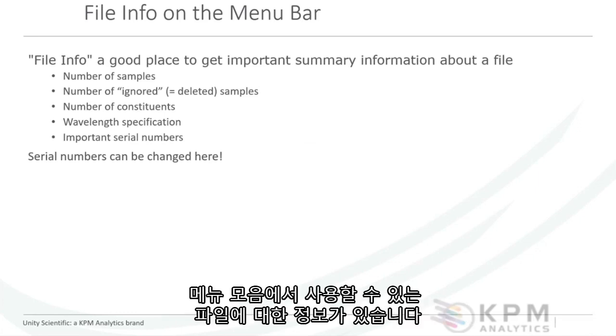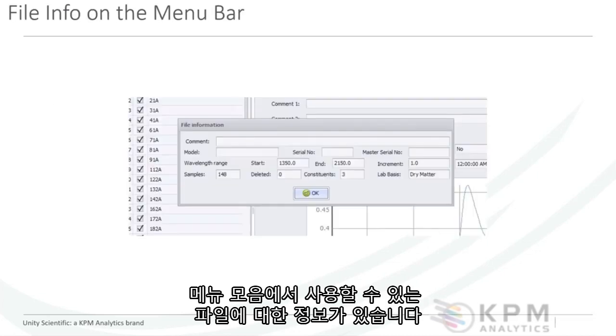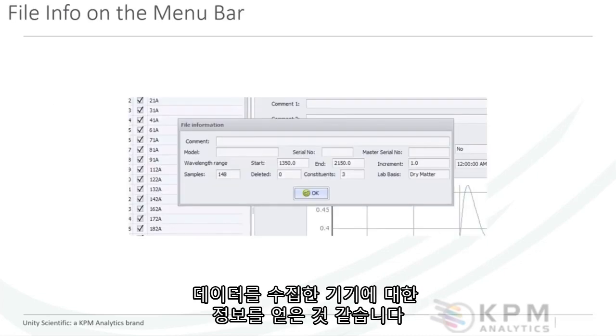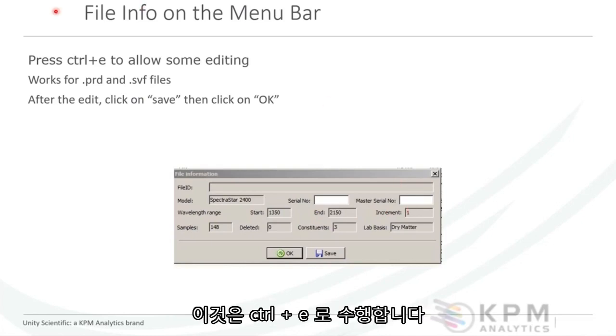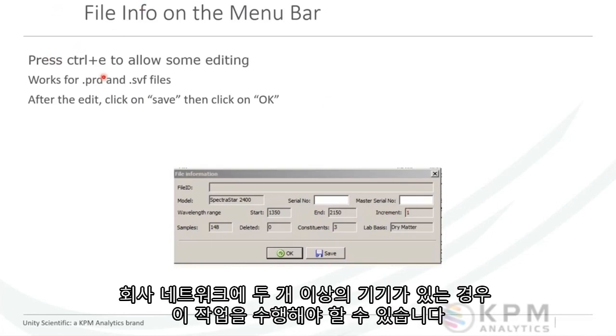There is information about the file available from the menu bar, and there is a header. The header looks like this. It's got information about the instrument that collected your spectral data. You can edit serial numbers in here. This is done with Control E.